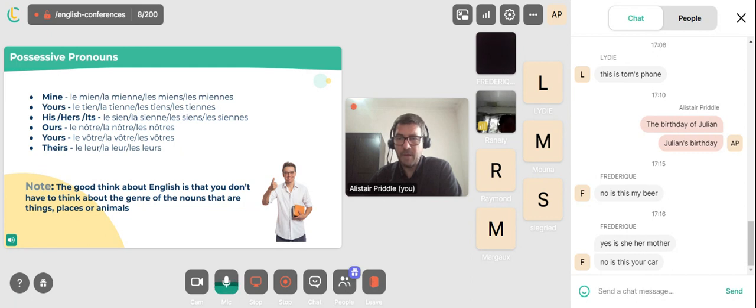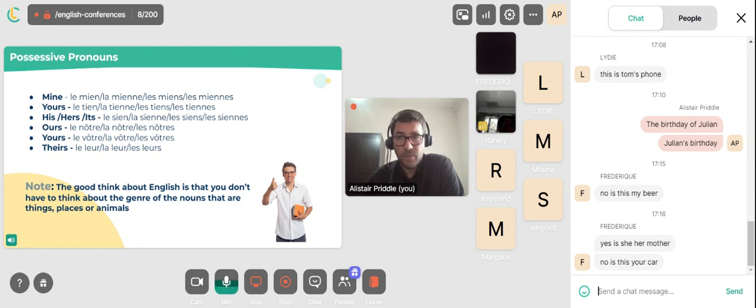The good thing about English is that you don't have to think about the gender of the nouns that are things, places, or animals.